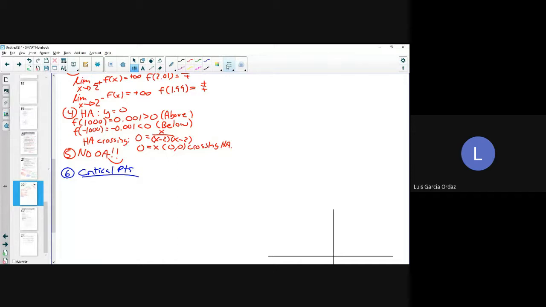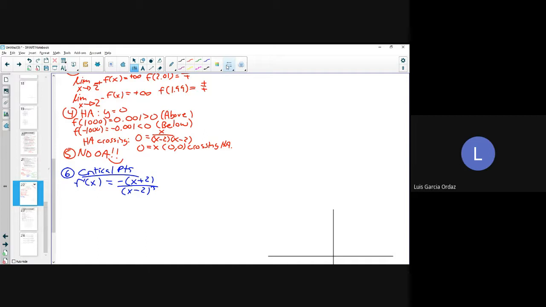So my critical points, again, I have to take my derivative of f of x, which is equal to negative x plus 2 over x minus 2 cubed. So what I would do here is the product rule and the power of a function rule. So I take my denominator and make it a negative exponent, and then find my derivative using that.